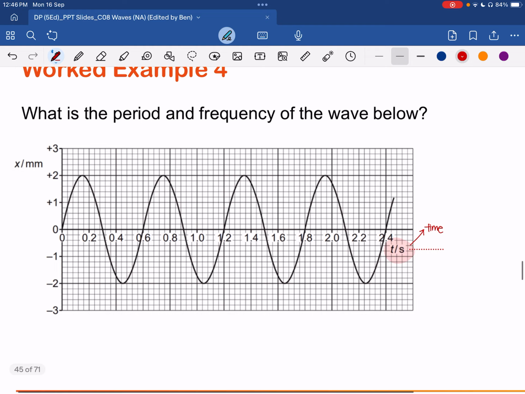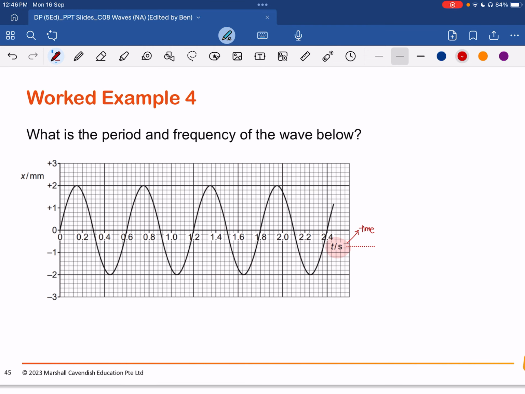One more thing, if the question is asking you what is the period and frequency of the wave, it's not asking you to define the definition of period or frequency. If they wanted you to define, they would say state, or ask you to define what is the period or define what is the frequency. If not, this is asking you for a number, reading from the graph.